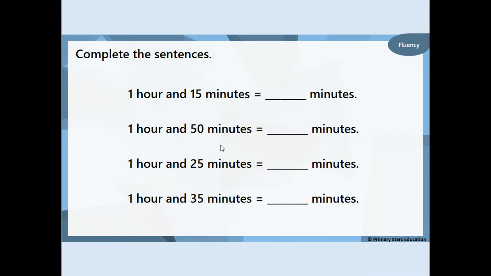Right, can you complete these sentences? What you need to do is convert the hours and minutes to just minutes. Please use your clocks to find out how many minutes there are for these hours and minutes. Please have a go at it. Right, let's have a look. So 1 hour and 15 minutes equals 75 minutes. 1 hour and 50 minutes equals 110 minutes. 1 hour and 25 minutes equals 85 minutes, and 1 hour and 35 minutes equals 95 minutes. If you got that, well done.